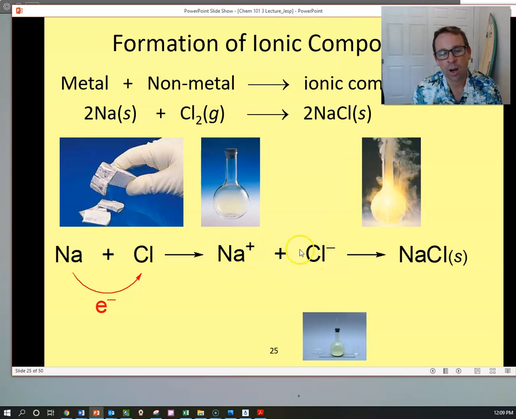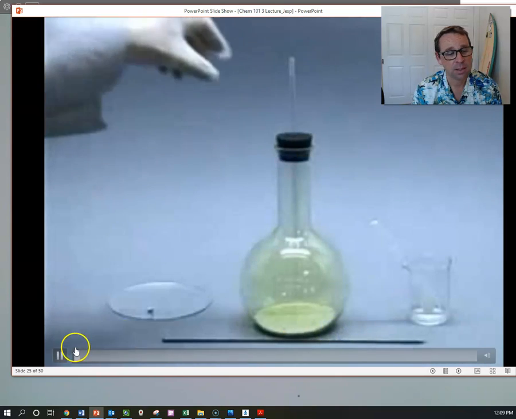Sodium ions and chloride ions come together to form sodium chloride. And sodium chloride, you're familiar with that. It's salt.